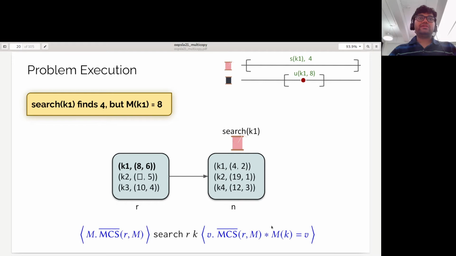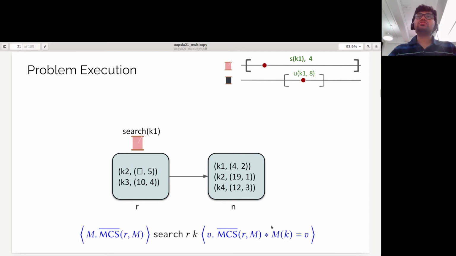In fact, the point at which the search could be linearized was at the beginning, even before its execution started, because at this point k1, 4 is the latest copy. But again, always linearizing at the beginning also does not work, because you can imagine that in a different execution, search actually reads this k1, 8, if instead of traversing to n, it was still at the root node.